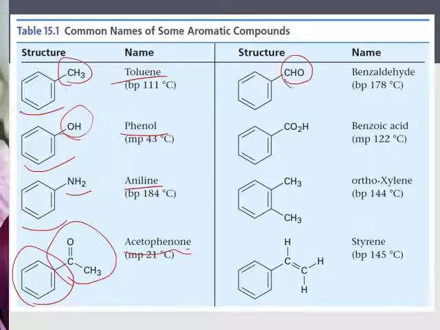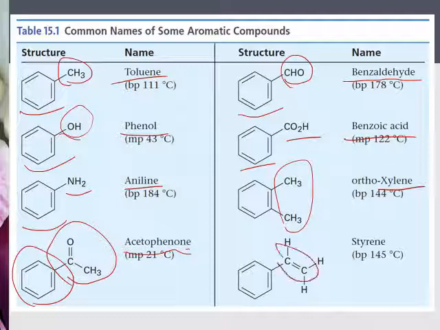An aldehyde attached to a benzene ring is benzaldehyde. A carboxylic acid attached to a benzene ring is benzoic acid. Two methyls attached to a benzene ring is xylene. An alkene, ethylene, attached to a benzene ring is styrene.